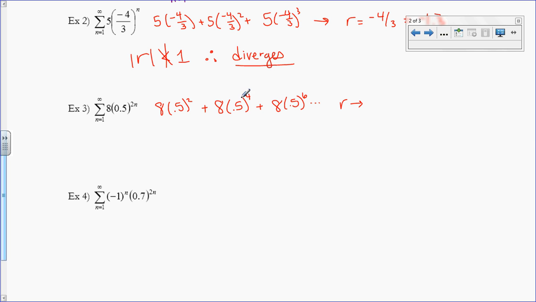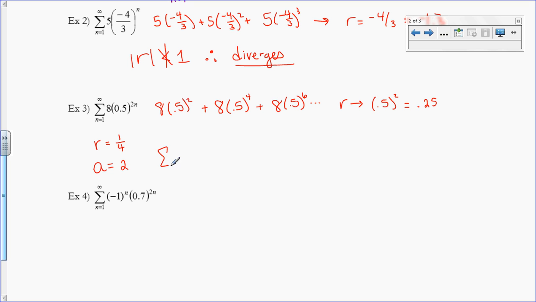0.5 squared, 0.5 to the fourth, 0.5 to the sixth. I'm multiplying by 0.5 squared every time, right? And 0.5 squared is 0.25. Is 0.25 between 1 and negative 1? It's definitely between 1 and negative 1. So r is 1 fourth, also known as 0.25. A is the first term. 8 times 0.25 is 2.